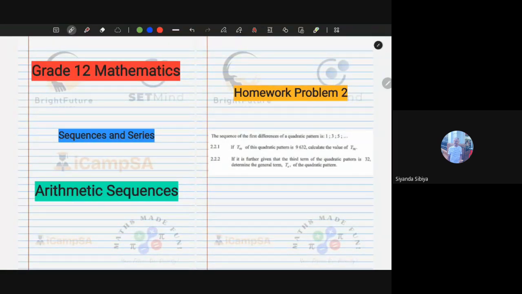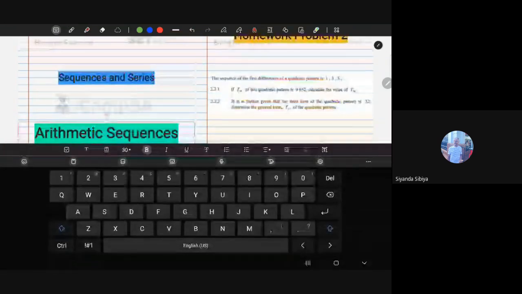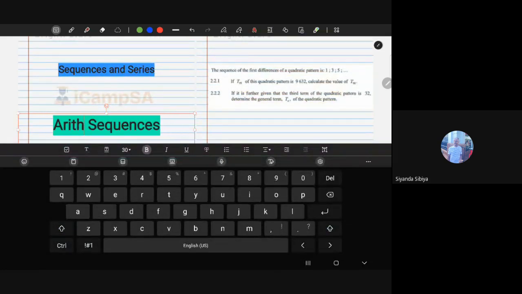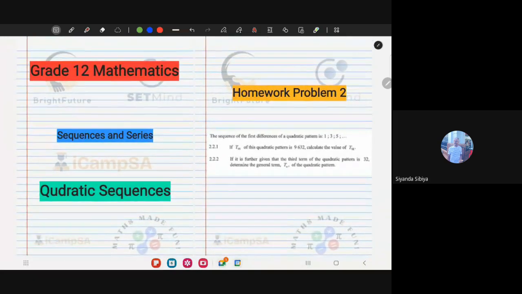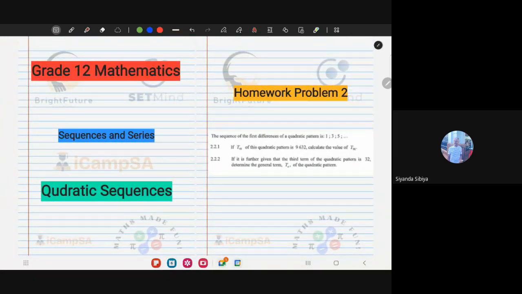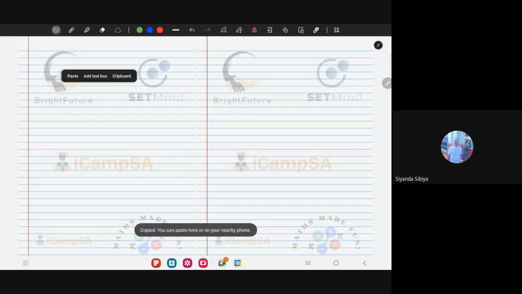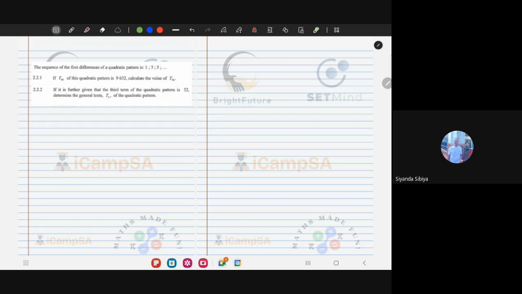In fact, this is not an arithmetic sequence, it is a quadratic one. Let's quickly fix that. Okay, so let's have a look at what is happening. So the problem, let's take it to the next page and have a read of what is happening.